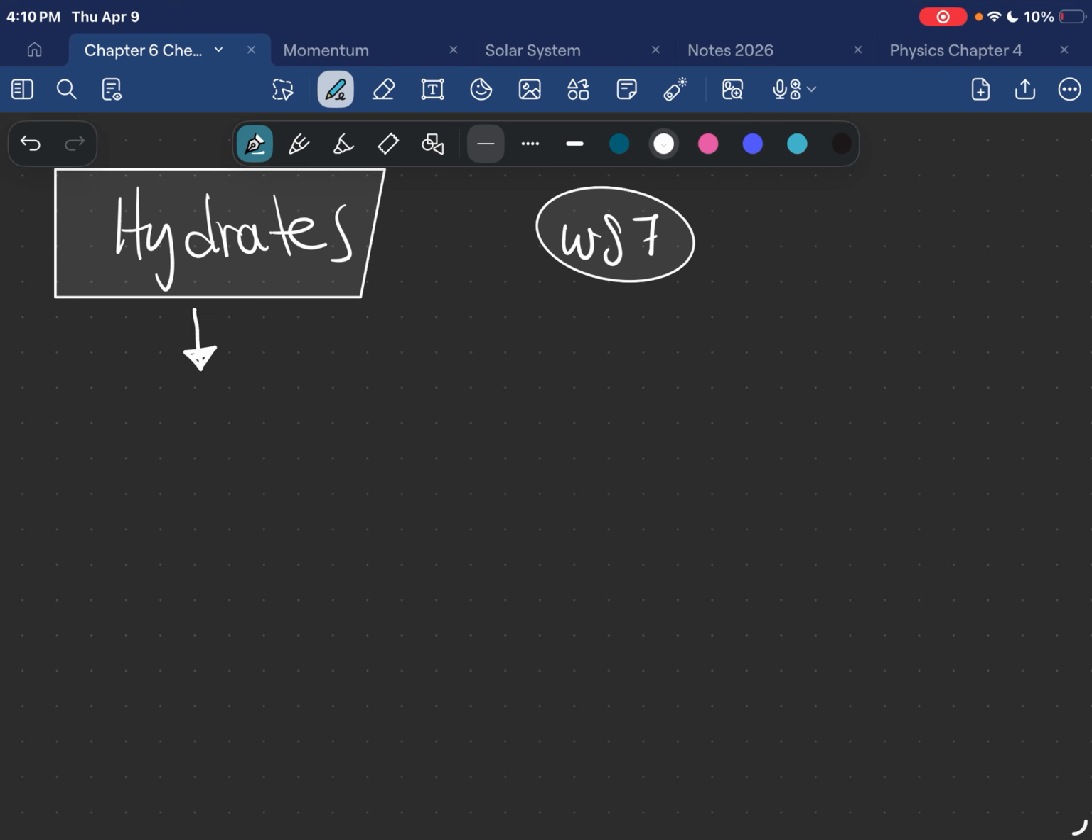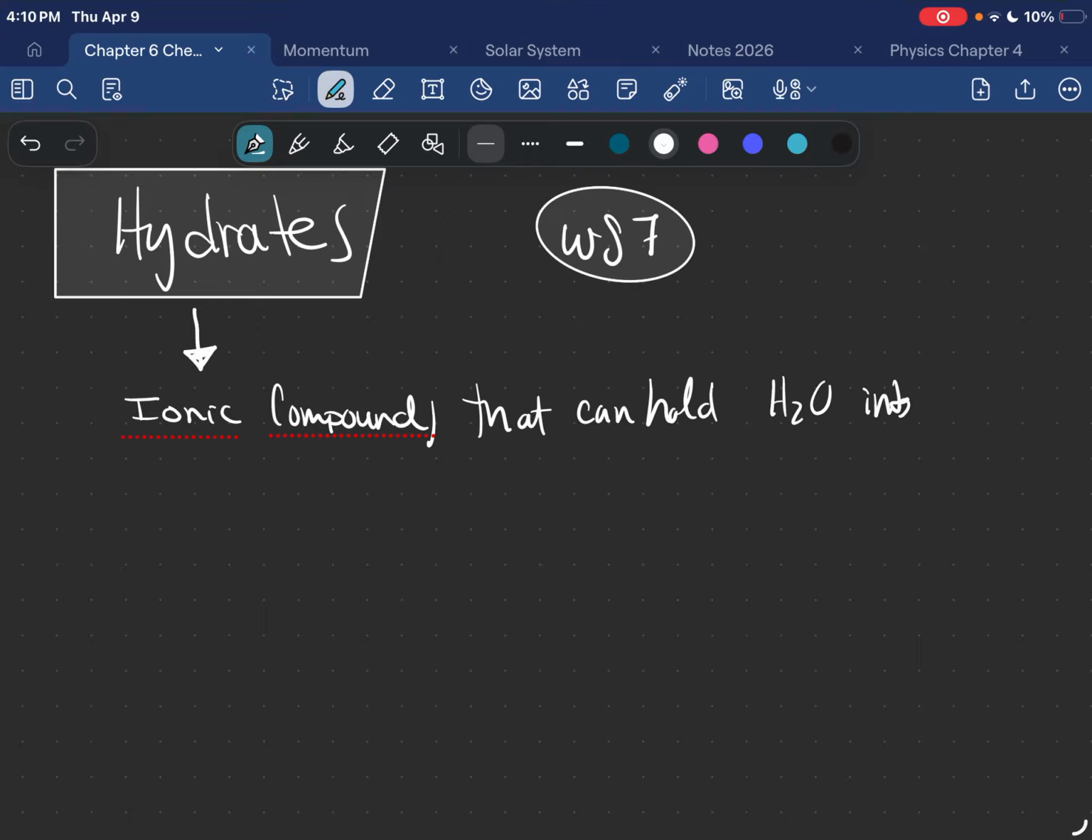So that's what hydrates represent: ionic compounds that can hold water. Not all of them can hold water within their structure like this. They can hold H2O in between their crystalline structure. Now, because they can hold the H2O in between their crystalline structure, it actually changes their color.